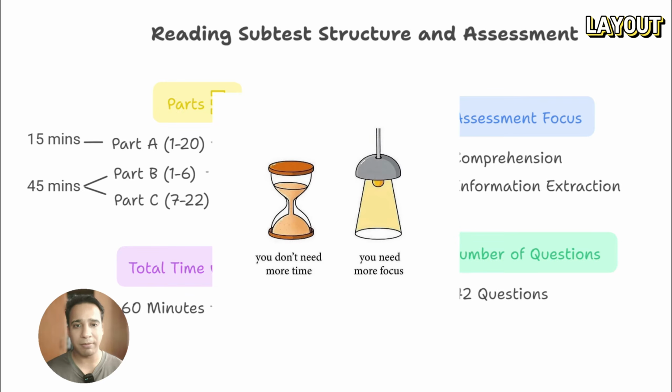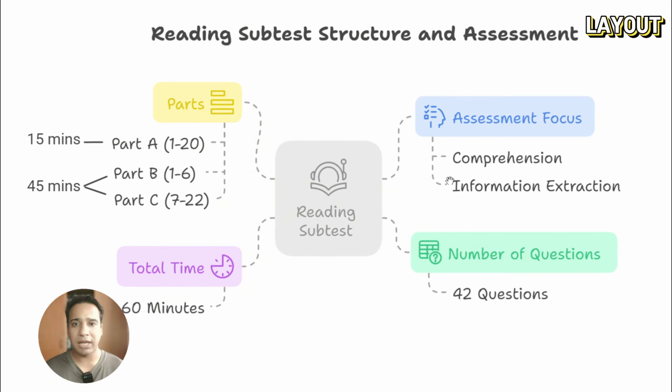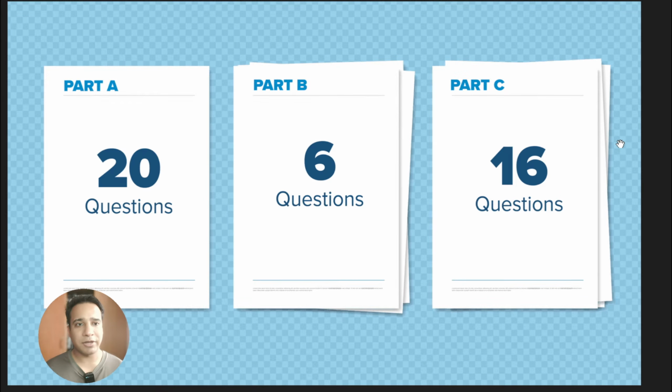In this part, remember, it's not about time, it's about focus. As I mentioned, it's more about focus. So the assessment focus will be based on comprehension. It means how quickly you get things. Information extraction, how quickly you can extract the information from the text. Altogether, 42 questions. As I've mentioned, it has three parts. In part A, you'll have 20 questions in 15 minutes, and then parts B and C.